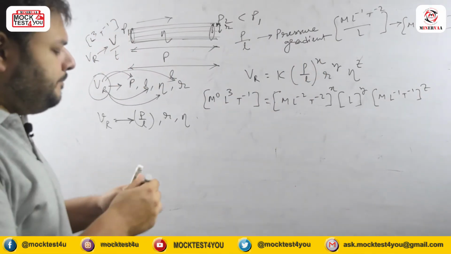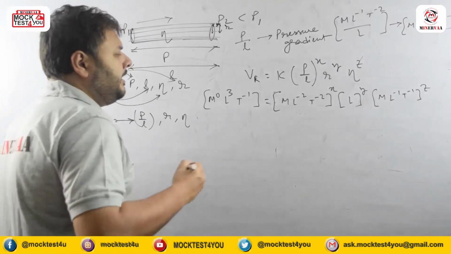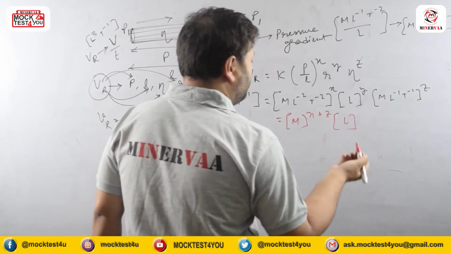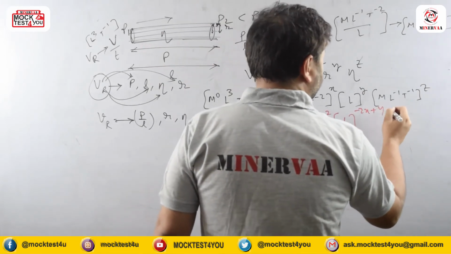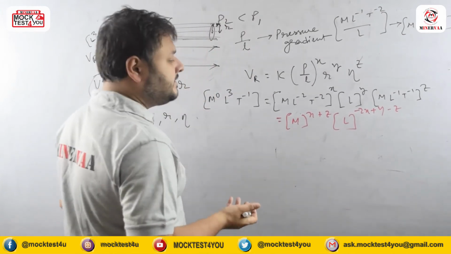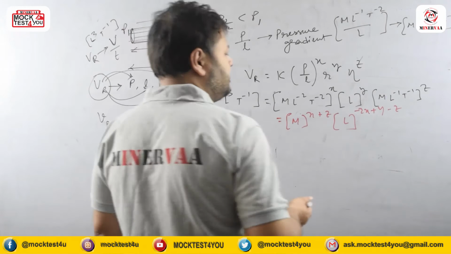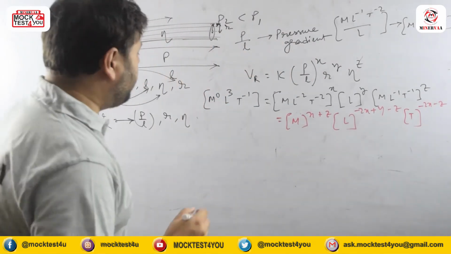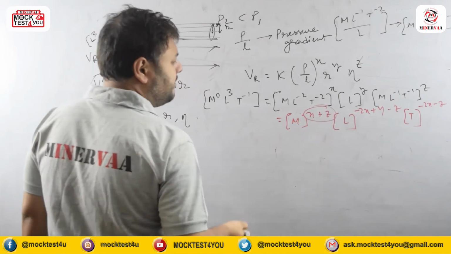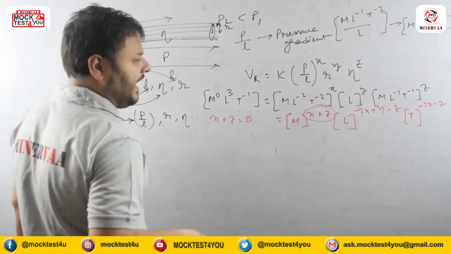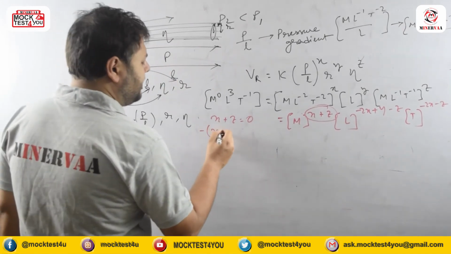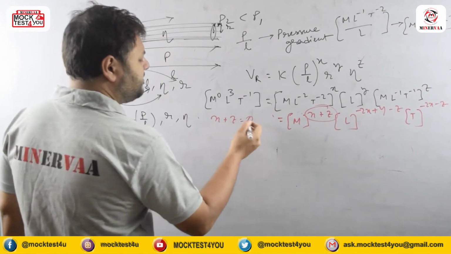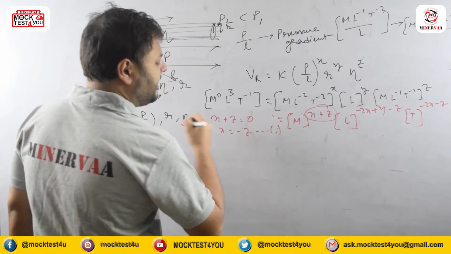So if I compare the powers properly on both sides: for M, the power is X plus Z; for L, it is minus 2X plus Y minus Z; and for T, it is minus 2X minus Z. Now comparing both sides, for M we get X plus Z equals 0, which we can take as equation 1. So in place of X, you can put X equals minus Z.